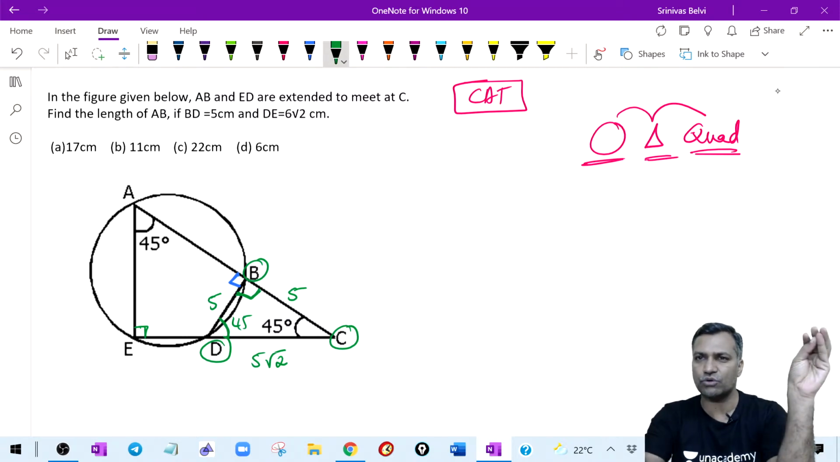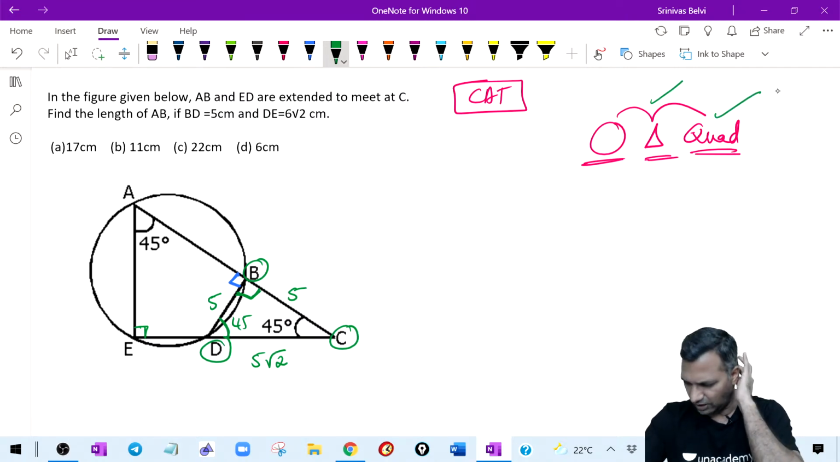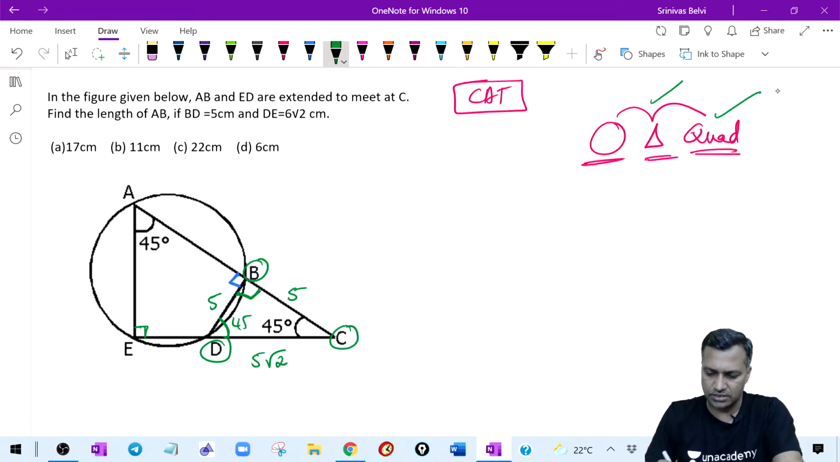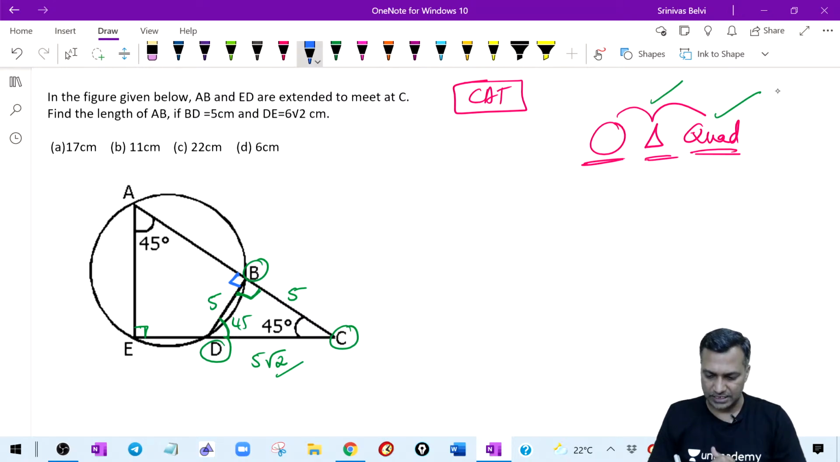Guys, are you with me so far? We had a triangle, we had a cyclic quadrilateral, and now we can mix and match all these things. Did we reach this 5, 5, 5 root 2? From the triangle to the cyclic quadrilateral to the 45, 45, 90 triangle, we got the sides as 5, 5, 5 root 2. Beautiful, wonderful.